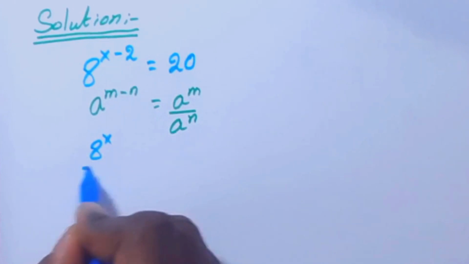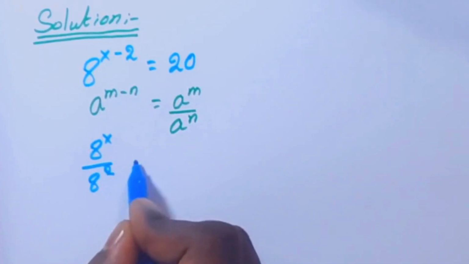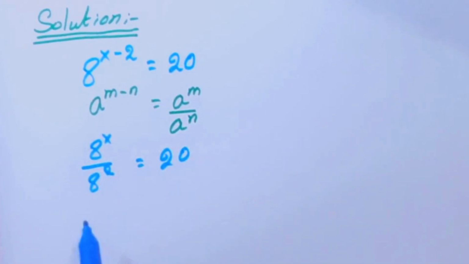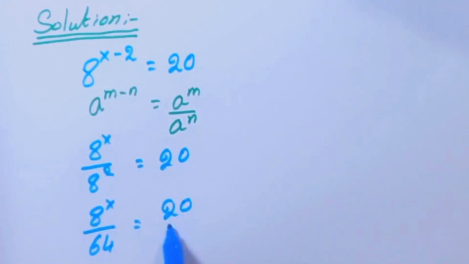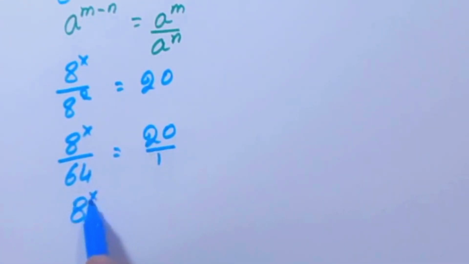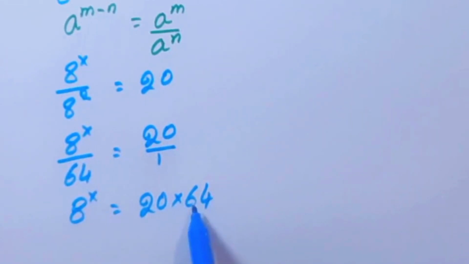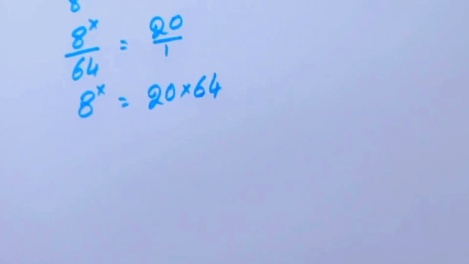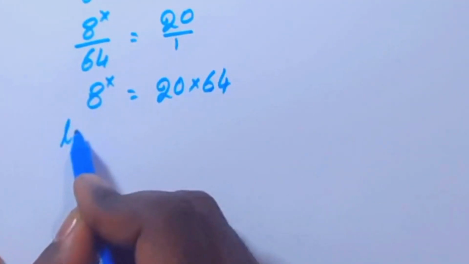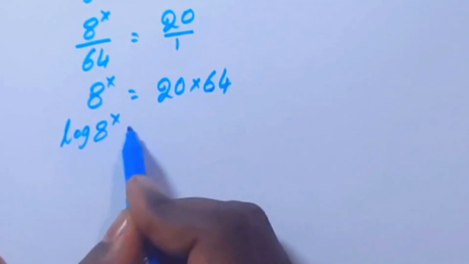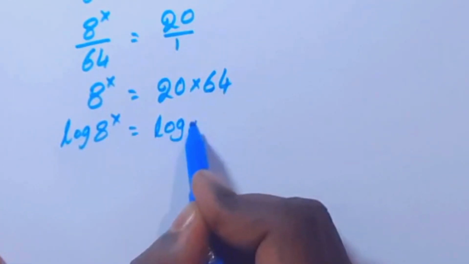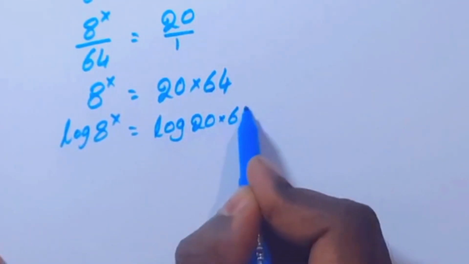8 power x by 8 power 2 equal to 20. Now 8 power 2 is 64, so 8 power x by 64 equal to 20. Now do cross multiply. So we'll get 8 power x equal to 20 times 64. Now take a log on both sides. So log 8 power x equal to log 20 times 64.